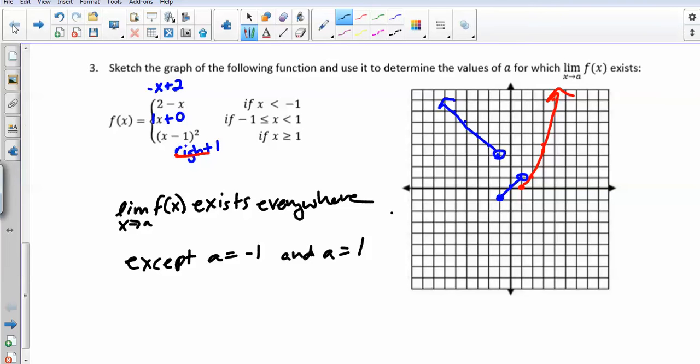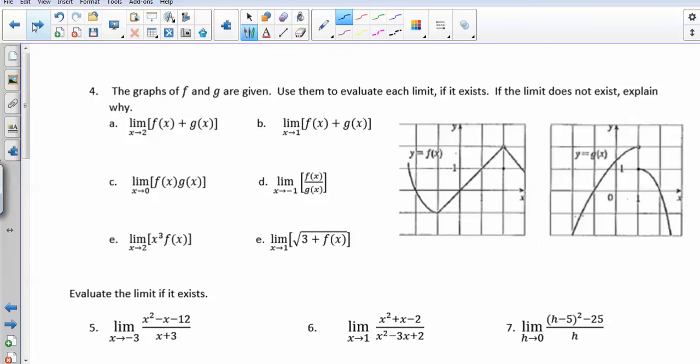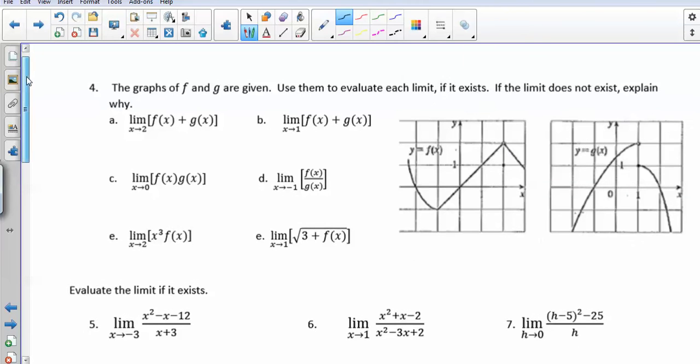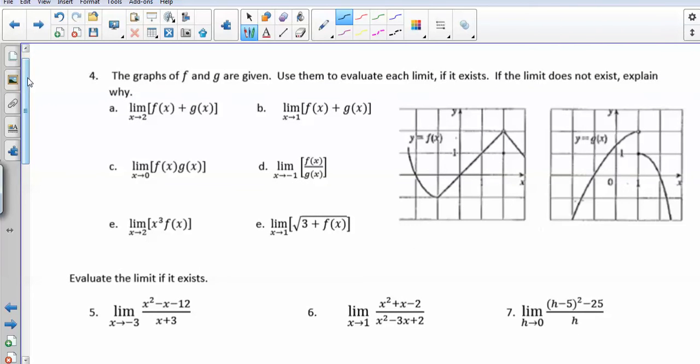Alright, let's turn the page. Okay, on the next page we have graphs for the functions f and g, and we're trying to evaluate the limits. So if I want the limit as x approaches 2 of f of x plus g of x, I can find their separate limits and add them. So as x approaches 2 of f of x, my limit is here at 2. And as x approaches 2 in g of x, my limit is here at 0. So 2 plus 0 gives me 0.